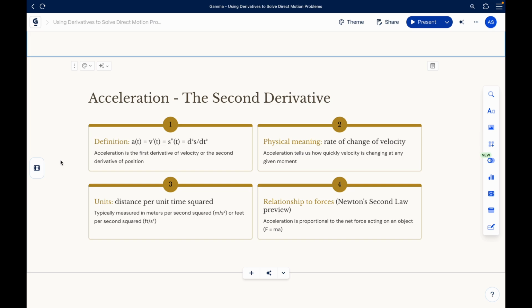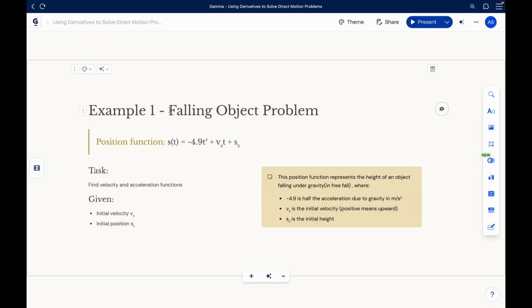Now, the relationship to forces, a Newton's second law preview for any physics students: F is equal to ma, and since momentum is mass times velocity, that's how the derivative comes to be, but that's not important. What is important is to know that it has a relationship to forces in the form of Newton's second law. Example 1 is a falling object problem.